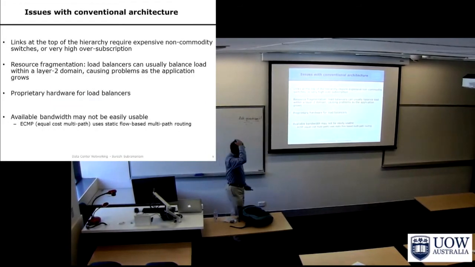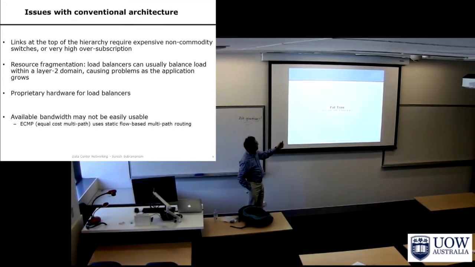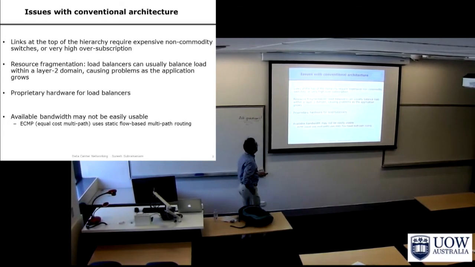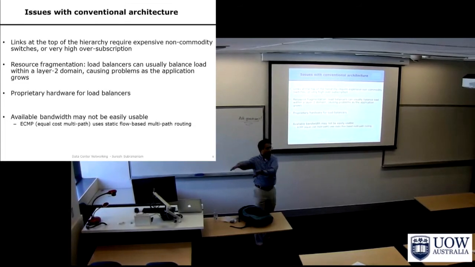Now, what's the problem with this? The problem is that the links at the top require very expensive non-commodity switches. Sorry, right there, these things. These require non-commodity switches. They're very expensive. They have to be custom made. There are also a number of other problems. You couldn't balance the traffic. You couldn't make sure that all of the bandwidth that's available in the network could be effectively utilized. There may be a lot of traffic in one portion of the network, but the bandwidth may be available in another portion of the network. So it couldn't match the network and the traffic. So there were those kinds of problems.